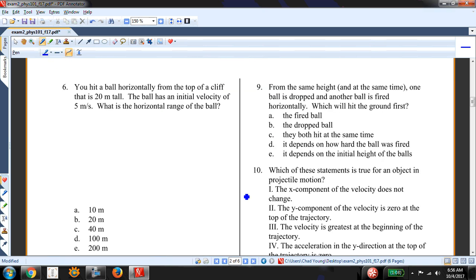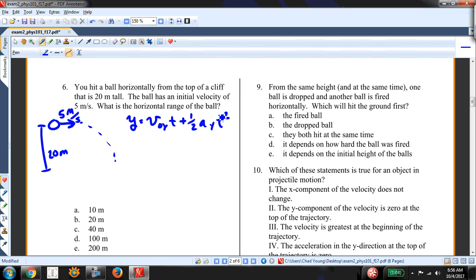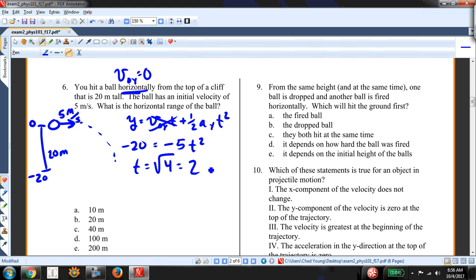You hit a ball horizontally from the top of a cliff that is 20 meters tall. It's going to look something like this. This distance is 20 meters. What is the horizontal range of the ball? It initially has a speed of 5 meters per second. First, you want to find t. In order to find t, you say y is equal to v naught y t plus 1/2 ay t squared. Because it's horizontal, v naught y is equal to 0, so this term goes away. I get negative 20, because I start at 0, and I go down 20 meters, equals half of negative 10, that's negative 5, t squared. t is equal to the square root of 4, that's equal to 2 seconds. It takes 2 seconds to go from here down to here.